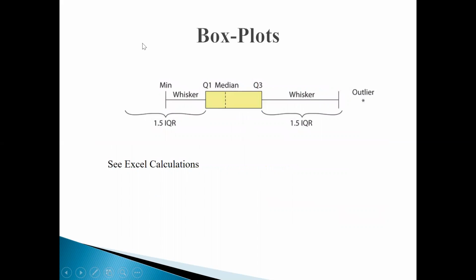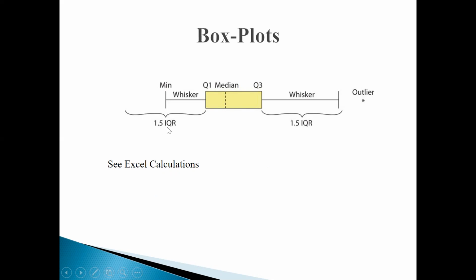Okay, so all of that in a picture format looks like this. So we have the min, Q1, Q2, Q3, max, which is way out here. And so we draw the box around Q1 to Q3. We draw the dotted line through the median.